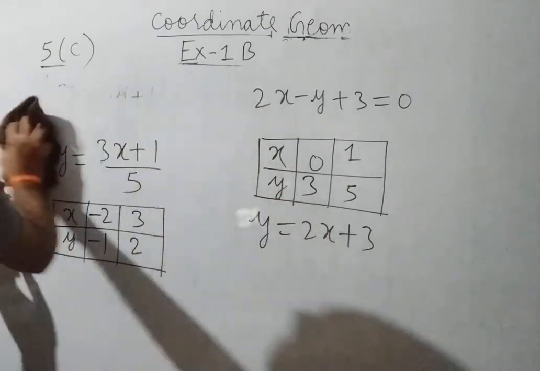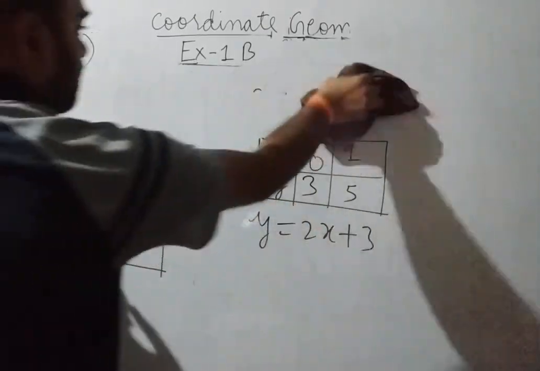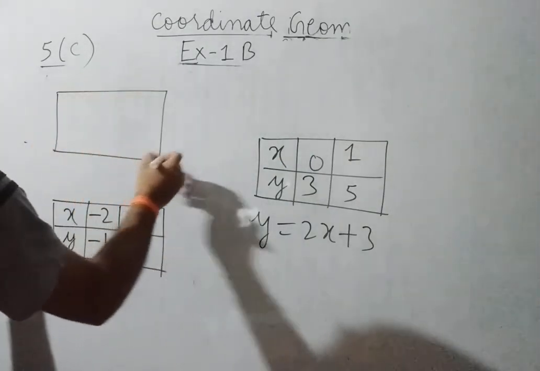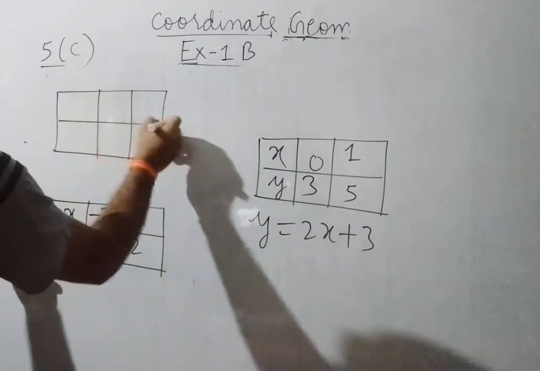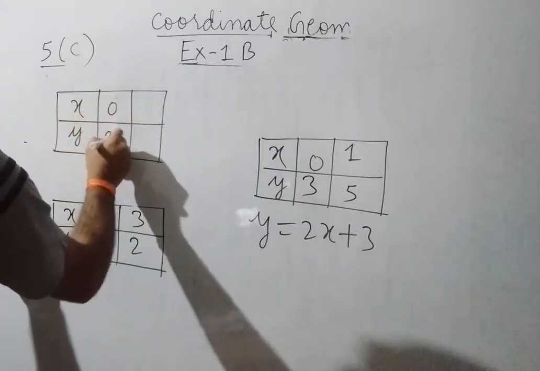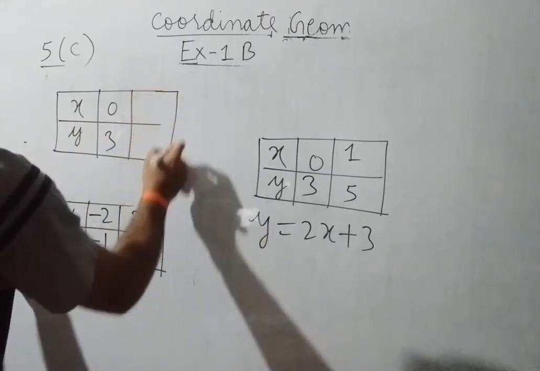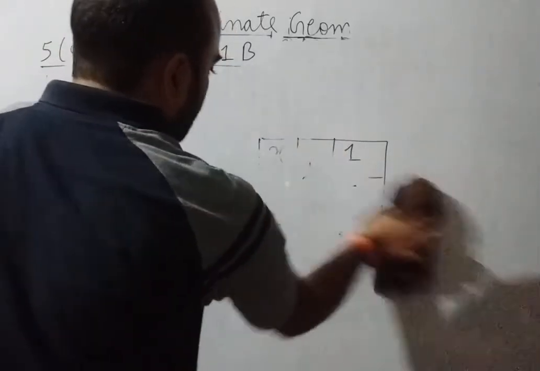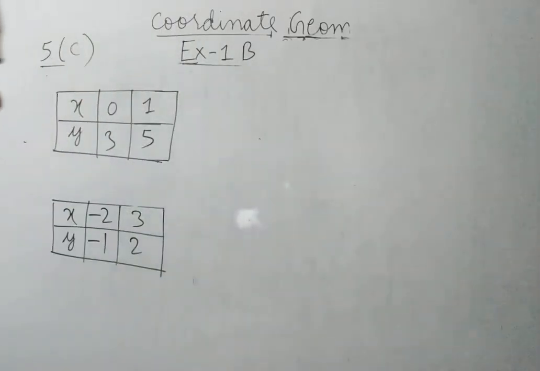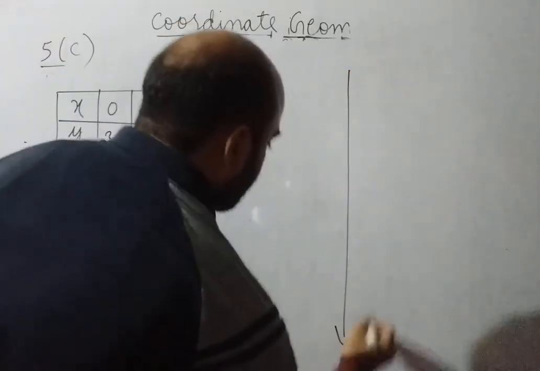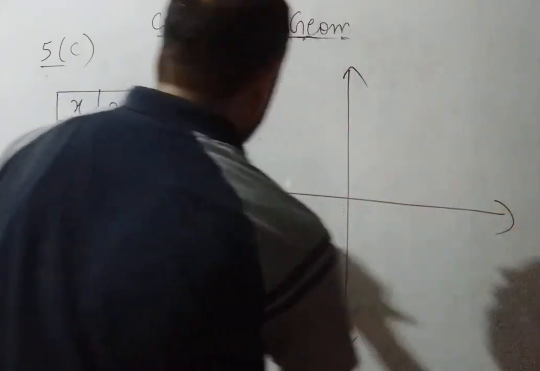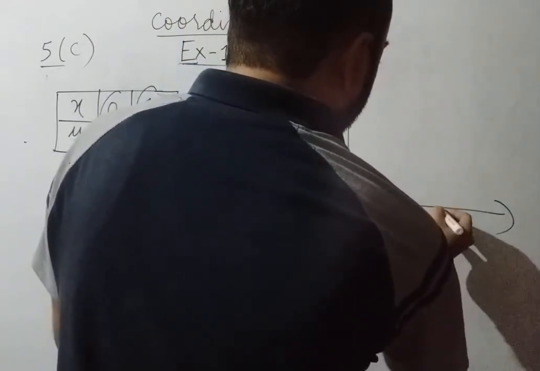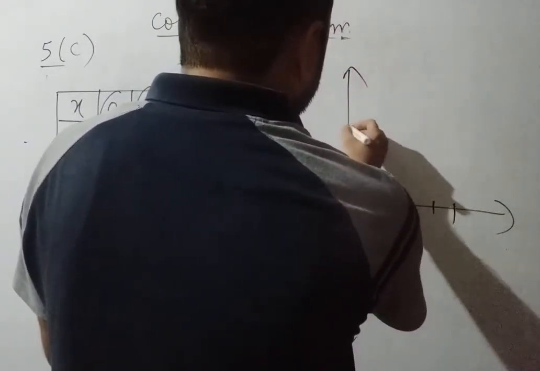Now draw the tables here and plot the lines. So again I am drawing this table here. For the second equation, x is 0, y is 3, and next one is x is 1, y is 5. So we can plot easily. Where is it? So 0, 3, 1, 5. So 1, 2, 3, 4, 1, 2, 3, 4, 5.